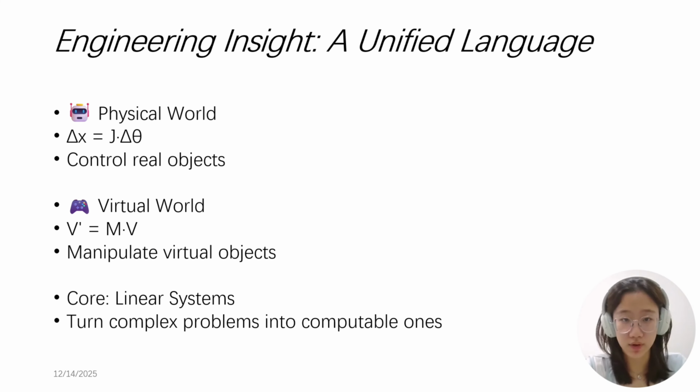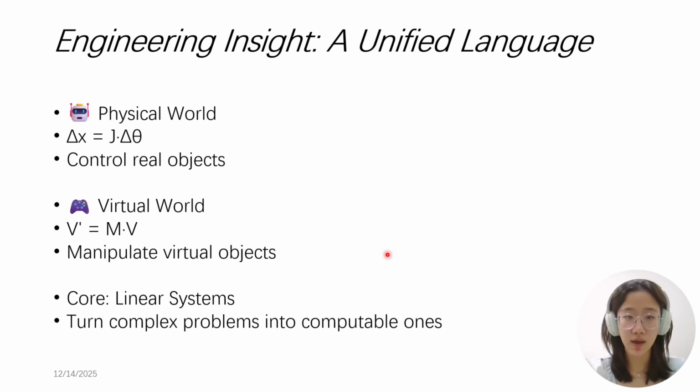This brings us to our conclusion. Linear algebra is the unified language of engineering. In the physical world, we use the Jacobian matrix to control robots. In the virtual world, we use the transformation matrix to manipulate graphics. Whether we are moving atoms or pixels, linear systems allow us to turn complex problems into computable solutions.